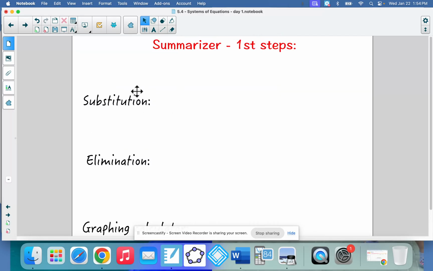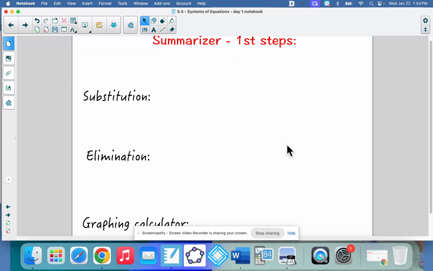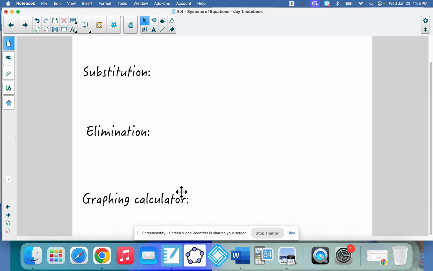Substitution first steps: get either a y or an x by itself and then substitute it in. Elimination: just line up the y equals if you have them, or line up the x's. Make sure the coefficients are the same so that you can eliminate. And then graphing calculator: if you're using your actual graphing calculator and they're not y equals, you have to get them into y equals so that your calculator will be able to punch them in. But that's it. You're good.